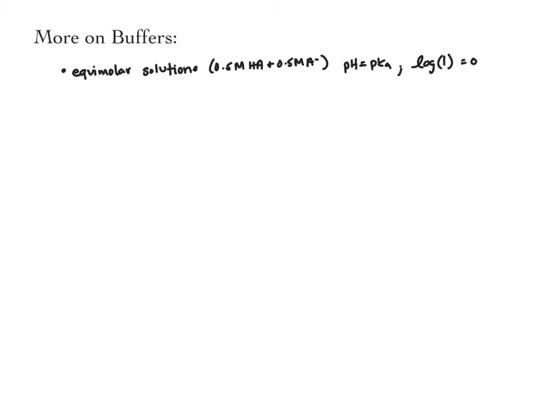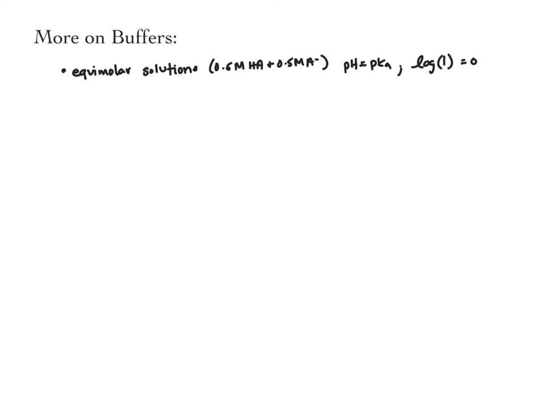Let's talk in a little bit more detail about buffers. Basically, we know that in equimolar solutions, like we've seen in a couple of our examples, the pH is going to be equal to the pKa. The reason why is because the log of 1, which would be the ratio that we would see in the Henderson-Hasselbalch equation, is equal to 0. So in equimolar solutions, the pH is always going to equal the pKa.